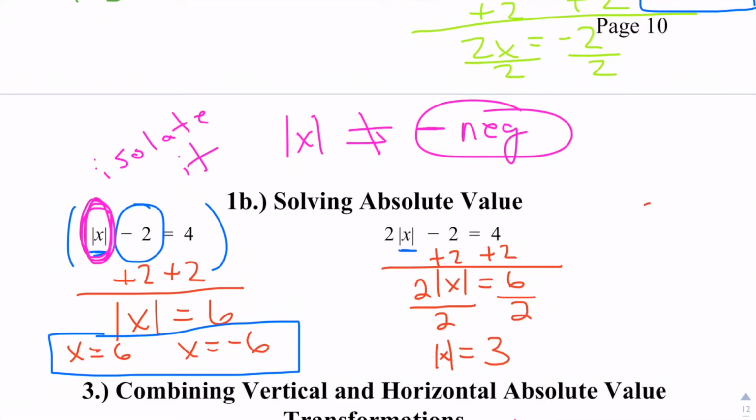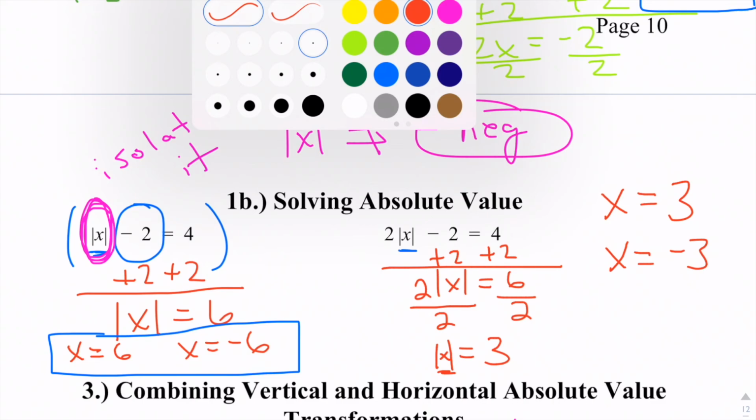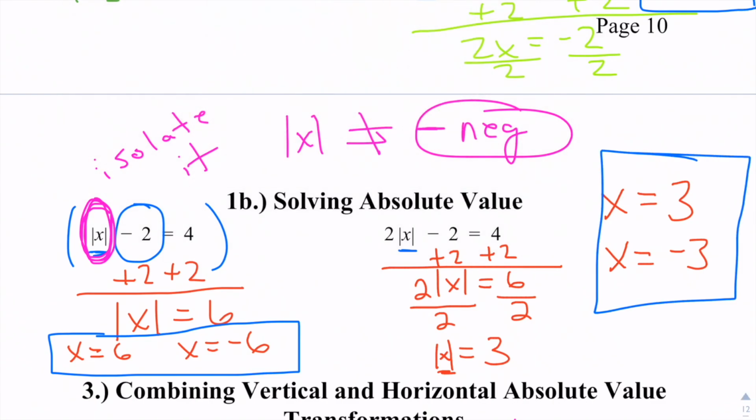And now we've got to do our two cases. Case 1 is x equals the positive number, which is 3. And case 2 is x, or what's inside of the absolute value expression, equals the negative number, which is -3. So that is our two solutions for that absolute value function.